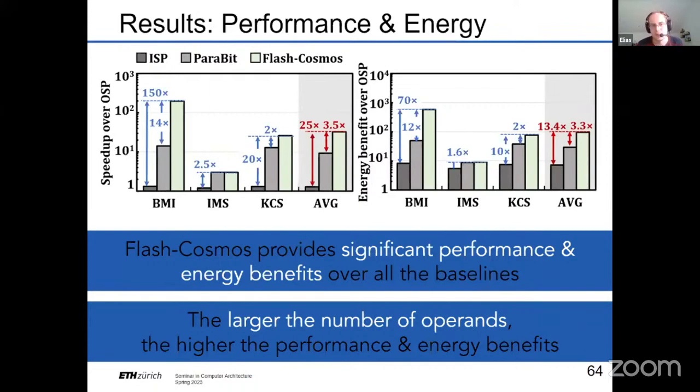even though there are a lot of bulk bitwise operations used, the amount of operands isn't that big. So Parabit isn't limited by its sequential sensing. So they're on par. And for the energy, you can observe the same pattern. Image segmentation is on par for Parabit and Flash Cosmos, and for the other ones, bitmap indices and k-clique star, it's better. And energy savings are up to 13x.